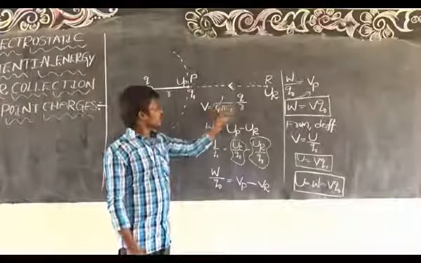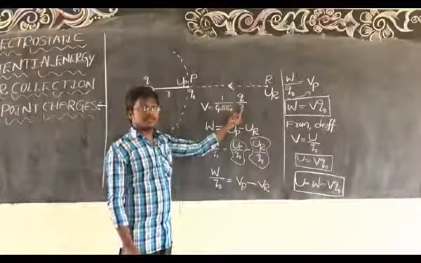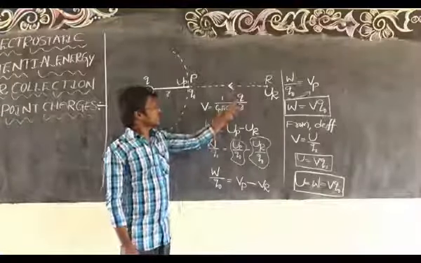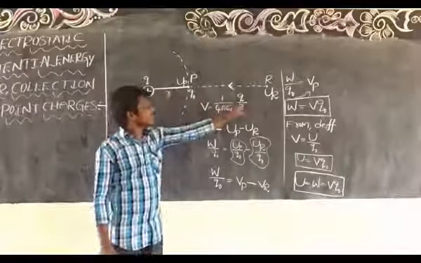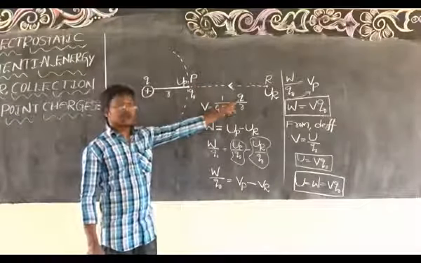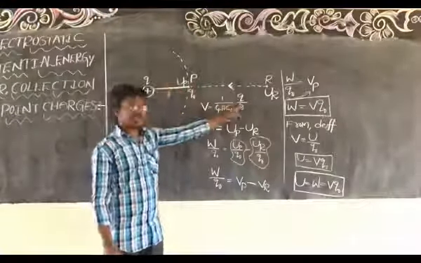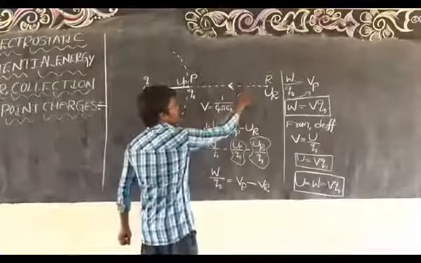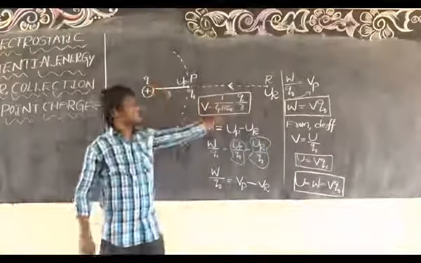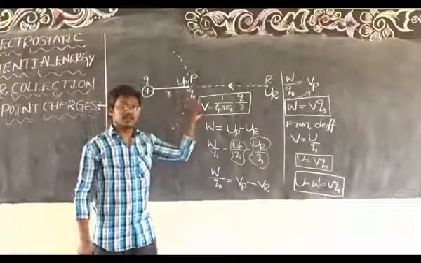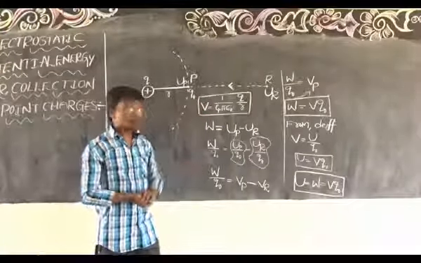V is equal to 1 by 4 pi epsilon naught into Q by R. Electrostatic potential is Q by R, where R is the distance and Q is the source charge. So electrostatic potential depends on the source charge only, not on the test charge. Leave it. Next, what is the one more step?